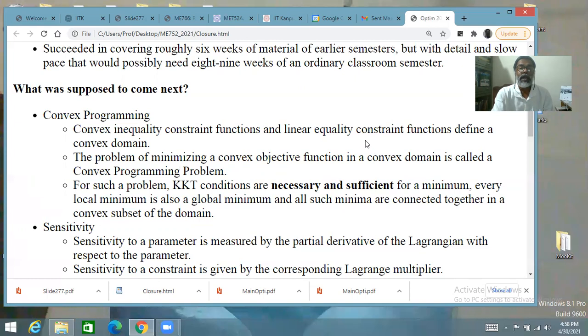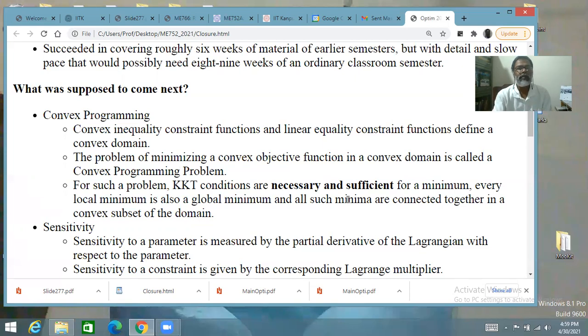Now, if you have such a domain in which you want to minimize a convex objective function, then you say that the problem is a convex programming problem or convex optimization problem. The special thing about a convex optimization problem is that for such a problem, KKT conditions are not only necessary but sufficient. So the gap between necessary and sufficient conditions gets condensed. The same KKT conditions are not only necessary but also sufficient for a minimum.